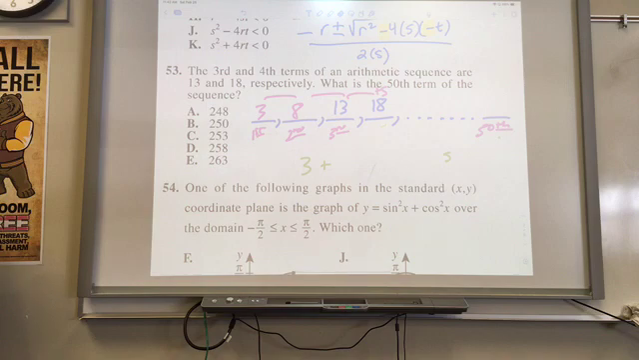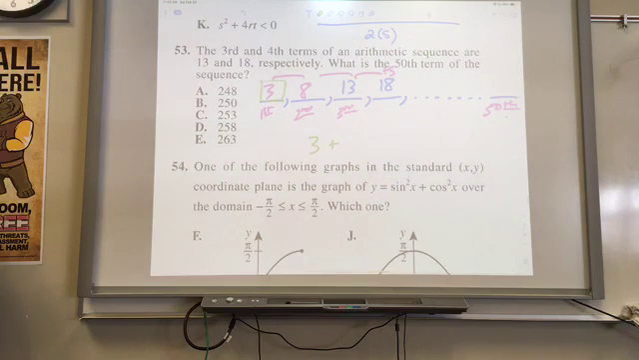Okay, so check it out. Start from the beginning because it's easier for me to explain. Start with 3, and I'm adding 5. And how many times am I adding it? 49 times. Okay? So go back to the beginning, start with 3, and I'm adding 5 49 times. What do we get?